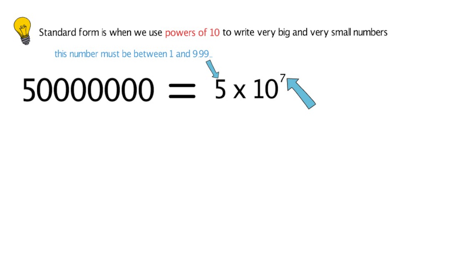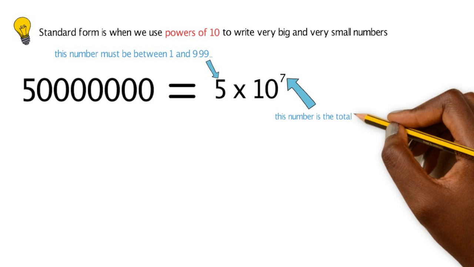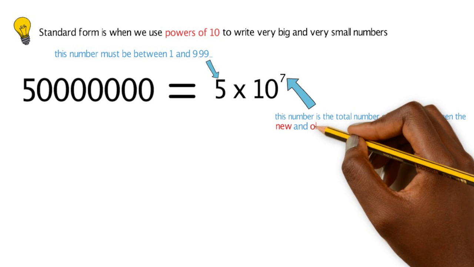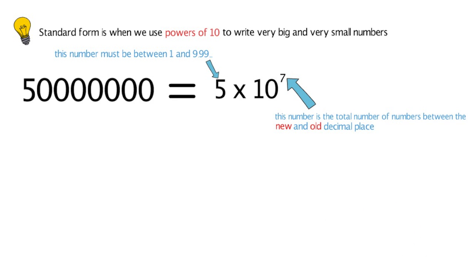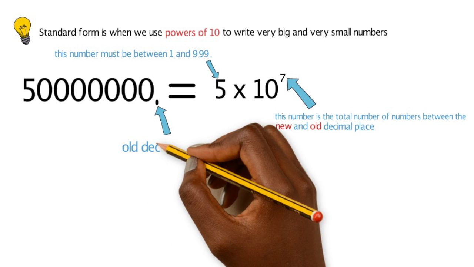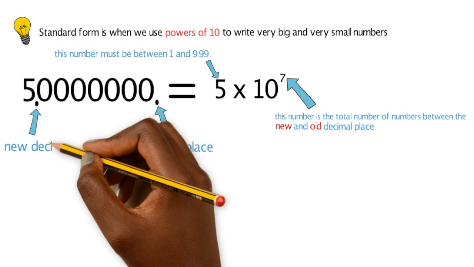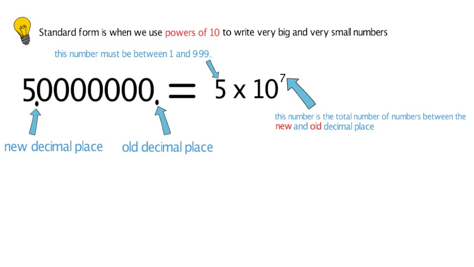In standard form, your first number must always range between 1 and 9.99, it can't be bigger or smaller. And the power of the 10 is basically the total number of numbers between the new and the old decimal place. I'm going to show you what I mean by that. In this big number, your decimal place would be at the end, so we call that the old decimal place. But because we've written the number 5 in standard form, the new decimal place would technically go after the 5. To work out the power, we count the total number of numbers between the new and old decimal place, which totals up to 7.